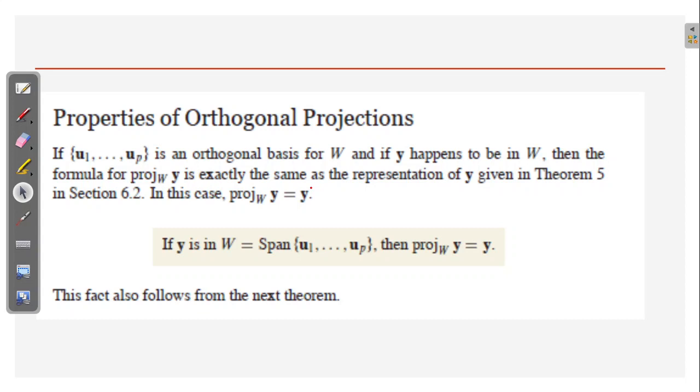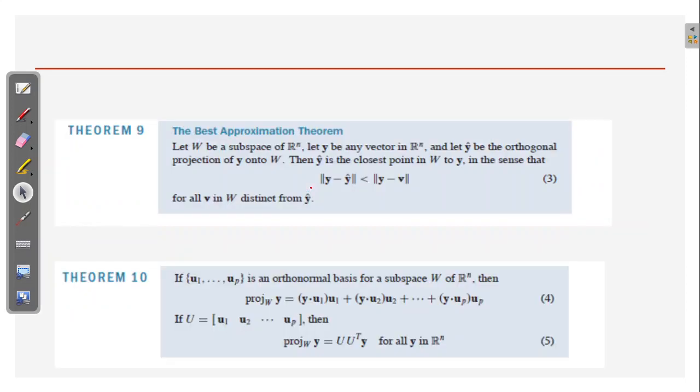Yes, that is what the orthogonal projection property is. Now, theorem number 9, which is the approximation theorem. This theorem also comes from our discussion itself.